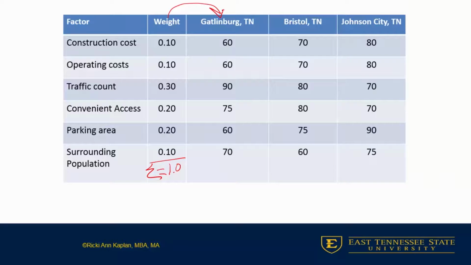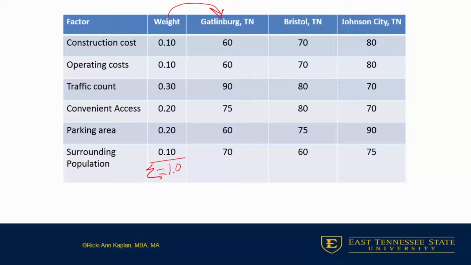Convenient access. How easy is it to get in and out of the parking lot, the store? To get there, is there a roadway that's there? Is there a light at the road? Can you make a left or a right turn there? Can you only go in one direction? That's all part of convenient access. And the better it is, the higher the number will be.